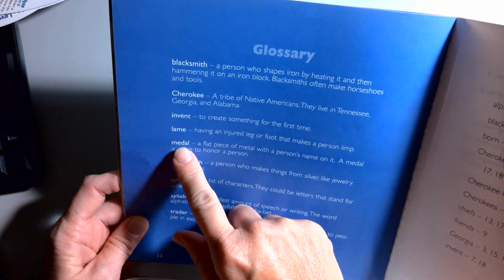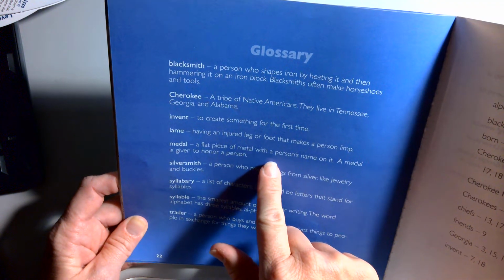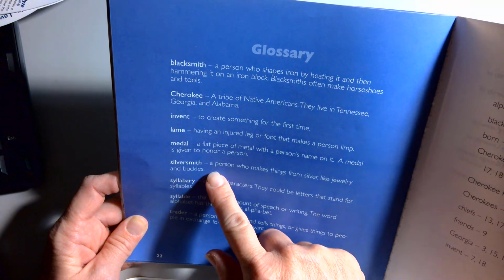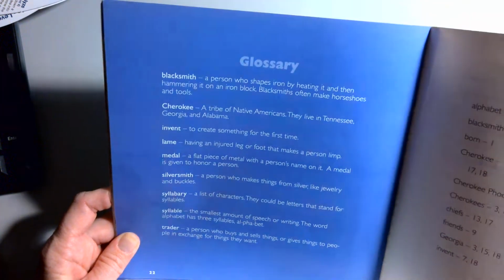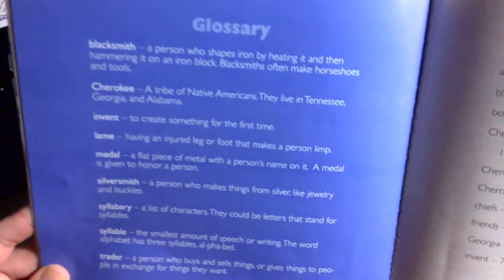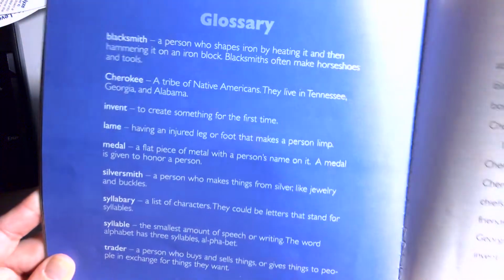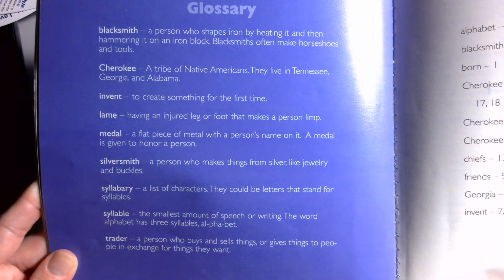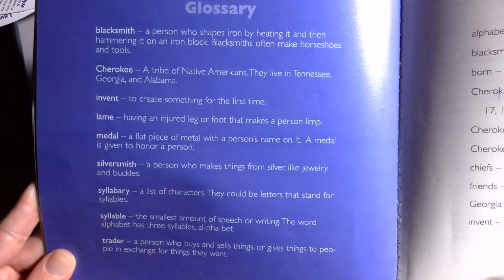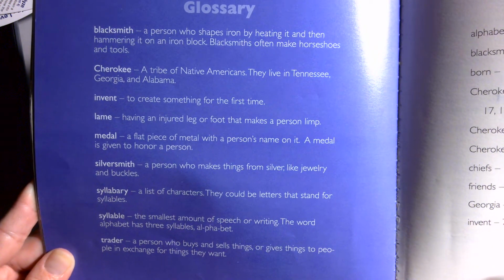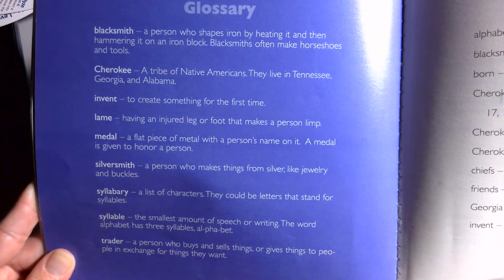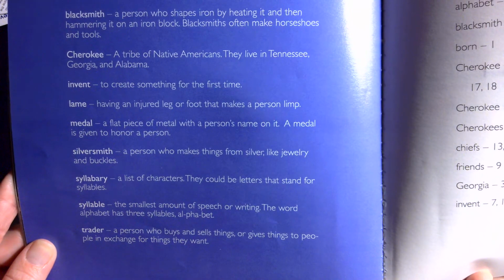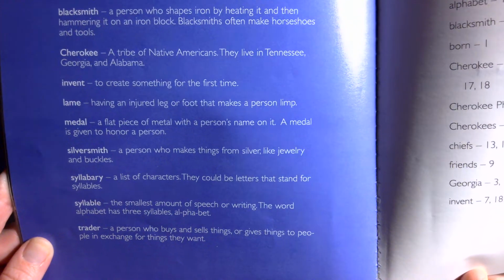A medal. A medal is a flat piece of metal with a person's name on it. A medal is given to honor a person. Silversmith, a person who makes things from silver, like jewelry and buckles. A syllabary is a list of characters. They could be letters that stand for syllables. A syllable is the smallest amount of speech or writing. The word alphabet has 3 syllables. Alphabet. And then last, the word trader. A person who buys and sells things or gives things to people in exchange for what they want.